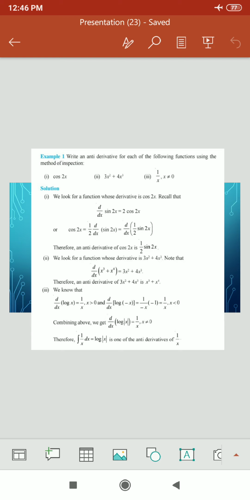That means whenever we have to find the integral of a function, we are supposed to find a function whose derivative is the given function. Integration is also known as antiderivative, that means the reverse of derivative, the reverse of differentiation.